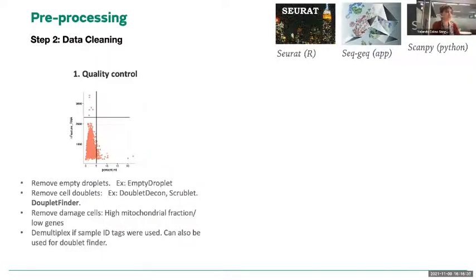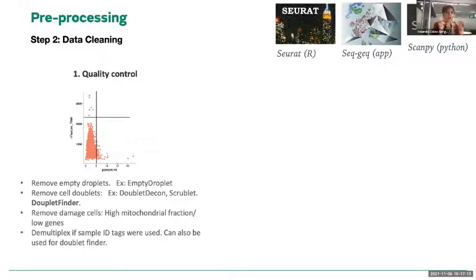You also have to remove any damaged cells. Usually you look for cells with a high mitochondrial fraction. This is because if a cell is damaged, and the membrane has holes or is lysed or is dying, the cytoplasmic RNA might have left, but the mitochondrial RNA is protected and stays in there. So that's why you usually have a high mitochondrial fraction in damaged cells.